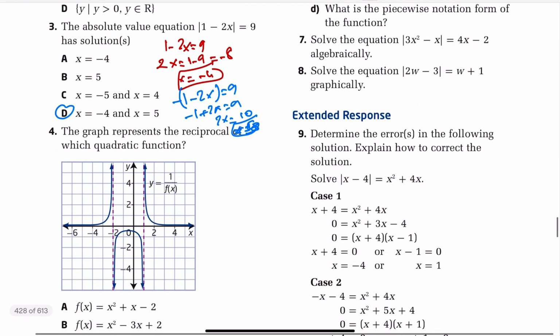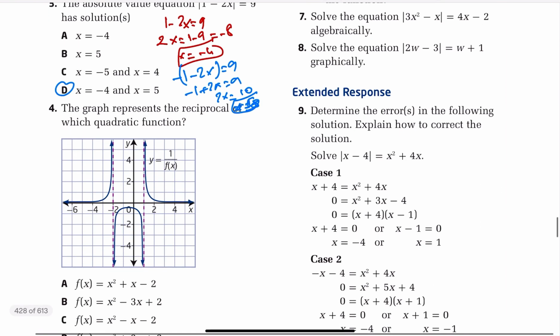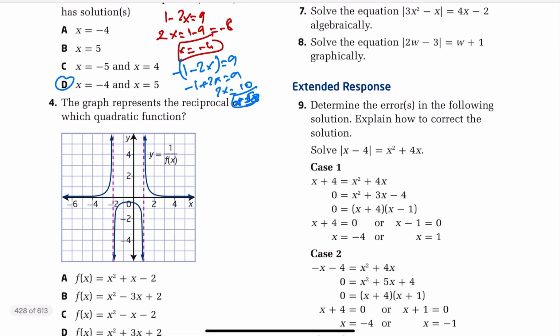Question number 4, the graph represents the reciprocal function of a quadratic function. They are asking us to find the original function, and we have the asymptotes. We have two vertical asymptotes here, one at minus 2 and another one at 1. So immediately we can see that the values which are not allowed are x equal to minus 2 and x equal to 1.